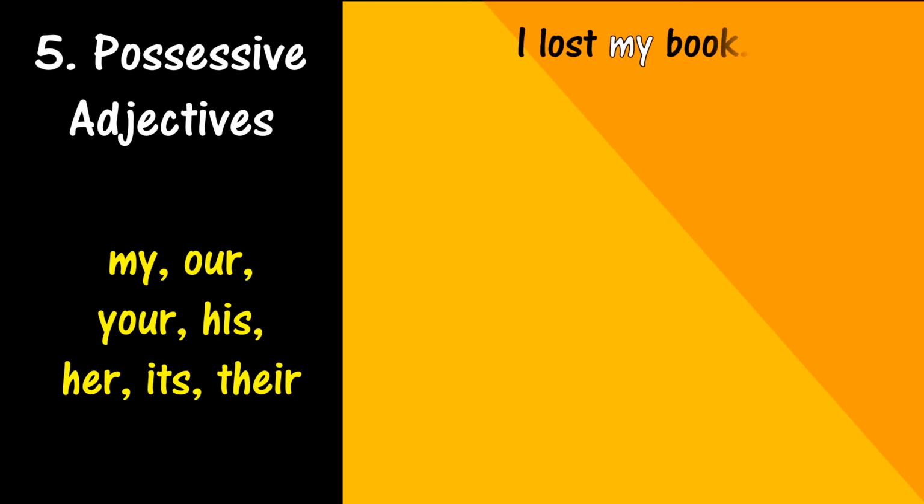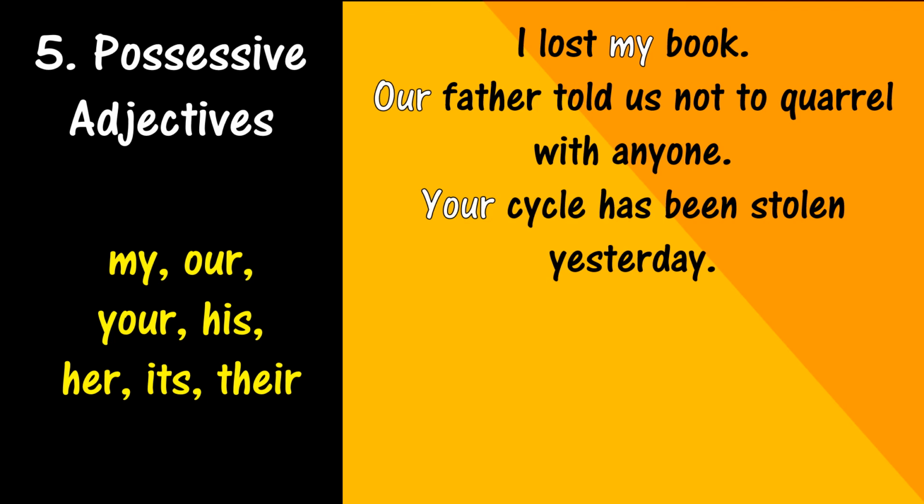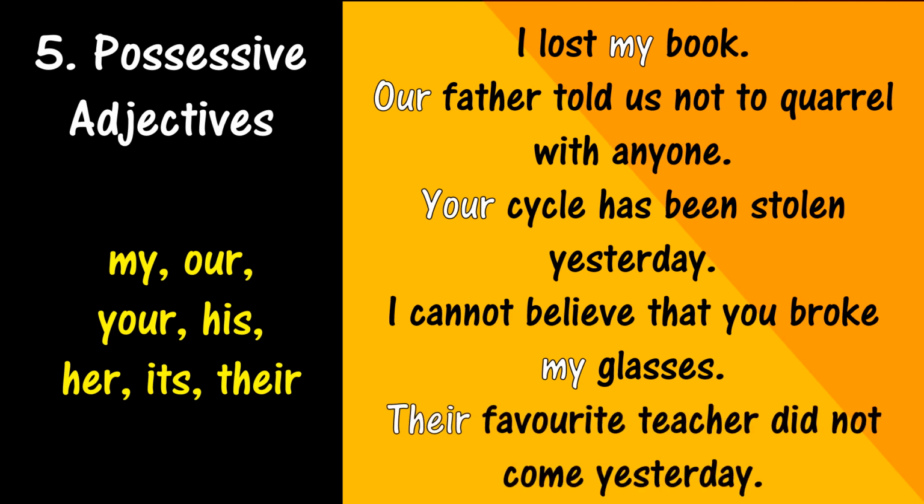Let's take a few examples. I lost my book. Our father told us not to quarrel with anyone. Your cycle has been stolen yesterday. I cannot believe that you broke my glasses. Their favorite teacher did not come yesterday. So here the possessive adjectives are my, our, your, my, their.